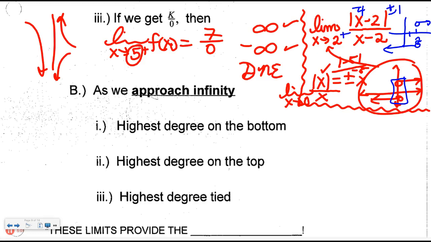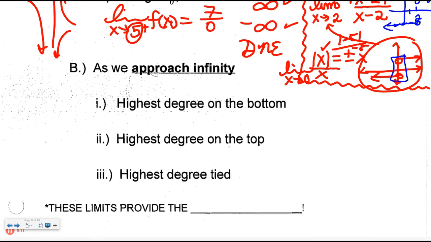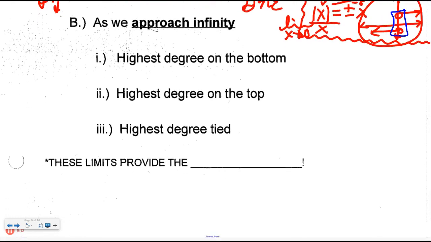If I come in from the right, the answer to this is 1. If I come in from the left, the answer is -1. If there is no one-sided approach, the answer does not exist, or the limit does not exist.